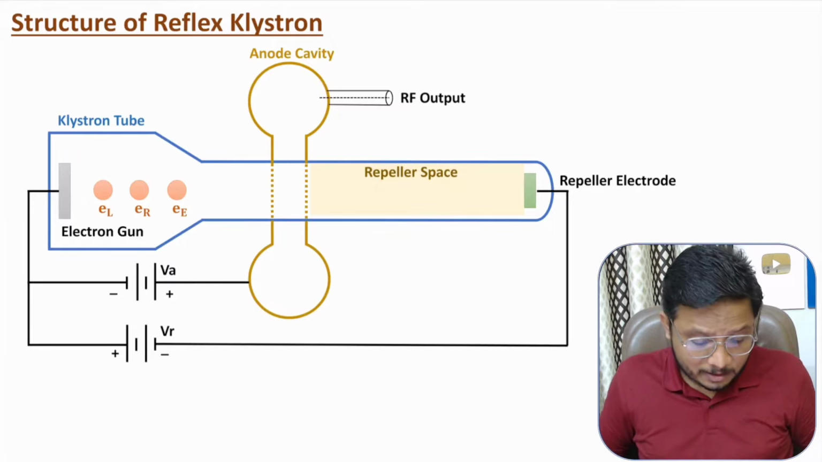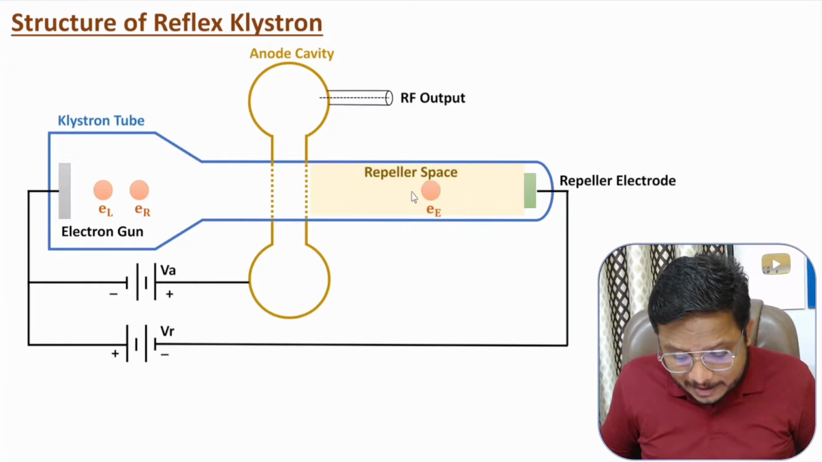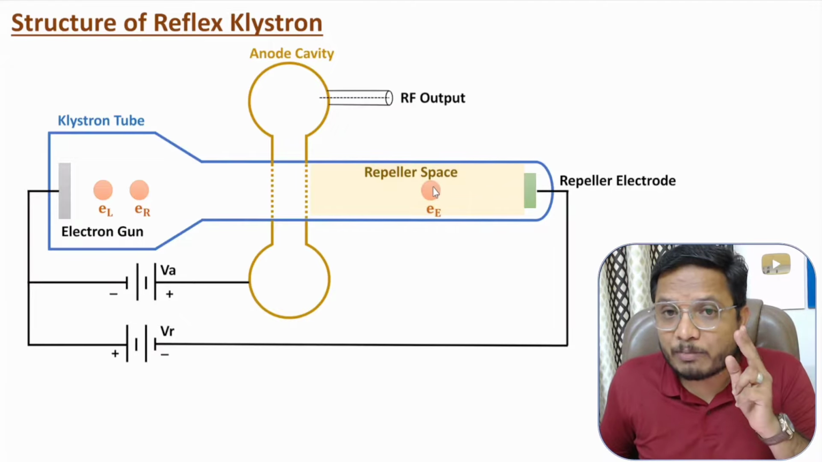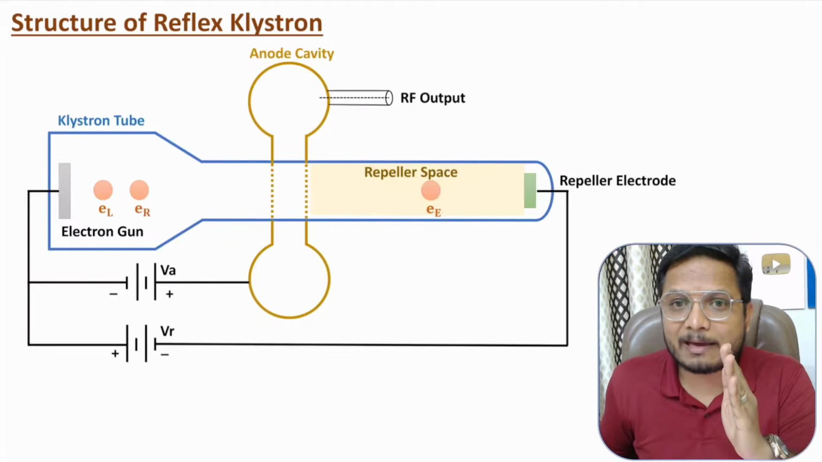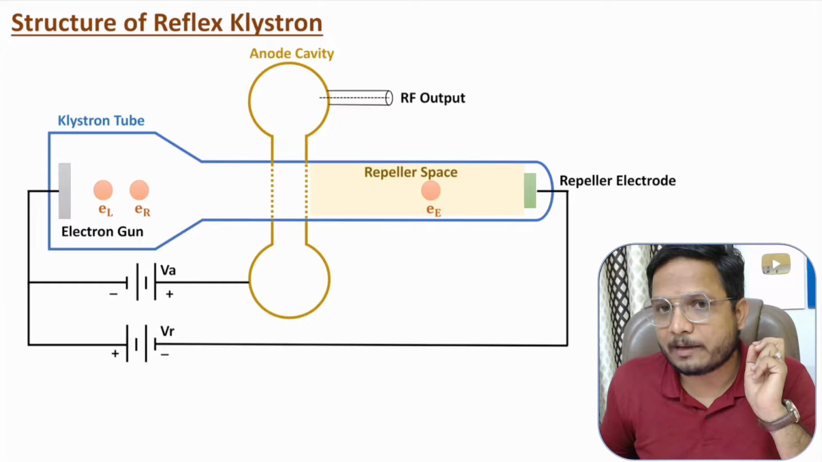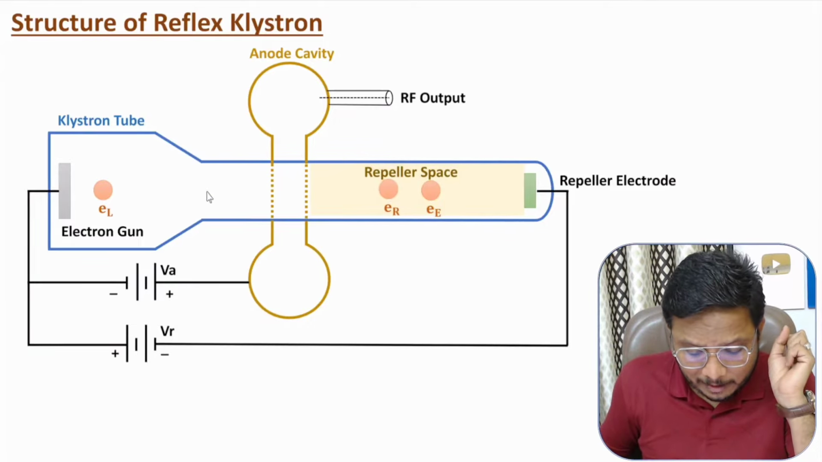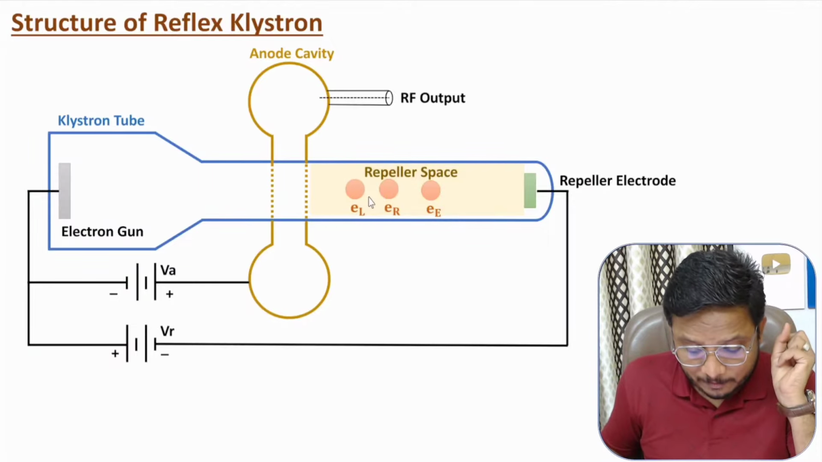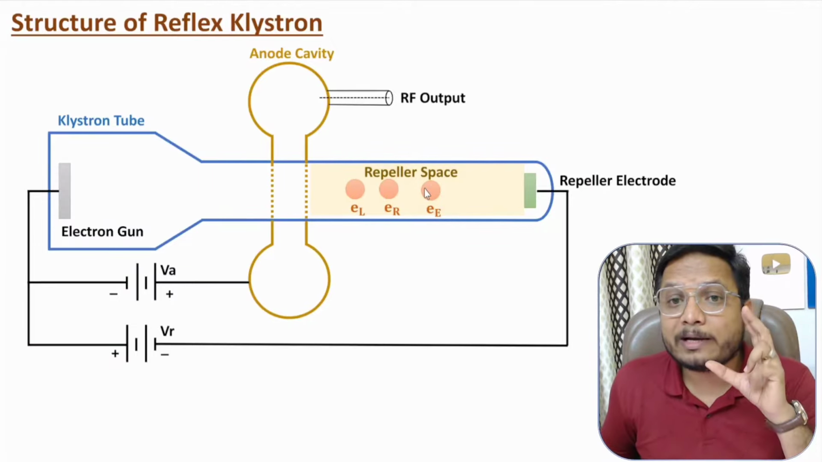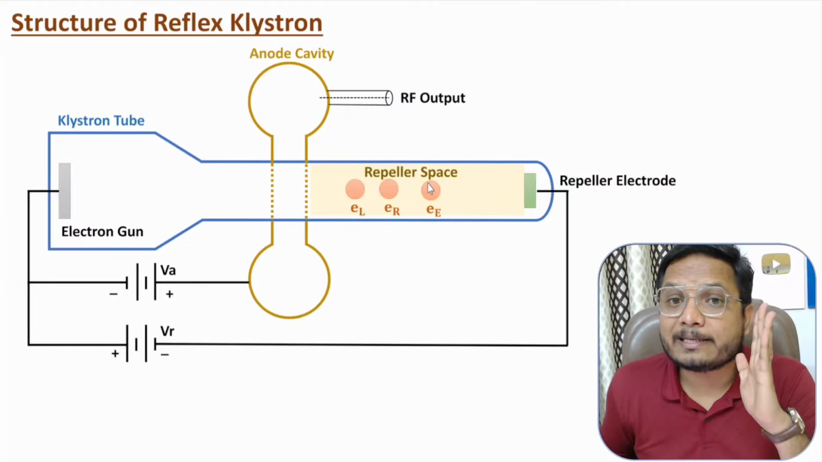Now what will happen? These electrons, they will be moving in this direction. So early electron will be moving deeper inside Rappler space. Why it is moving deeper inside Rappler space? The reason is it is having more time and it is having more velocity. If you observe reference electron, so that is also going inside Rappler space. And late electron is also going inside Rappler space. But early electron will go deep. Why? The reason is it is having higher velocity and it is having more time.